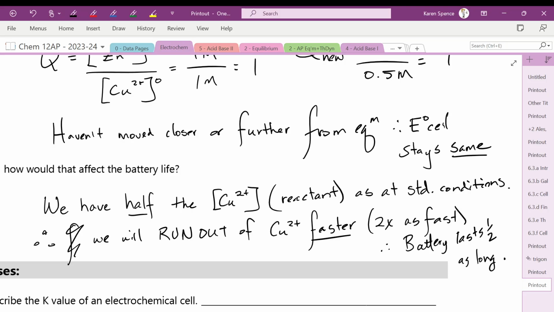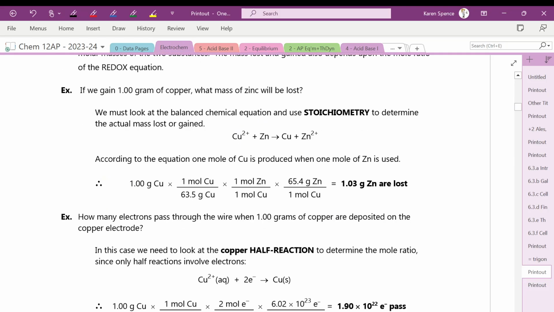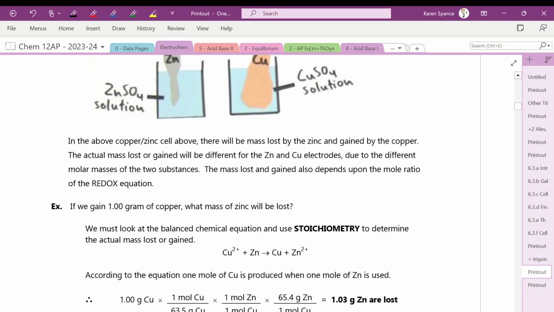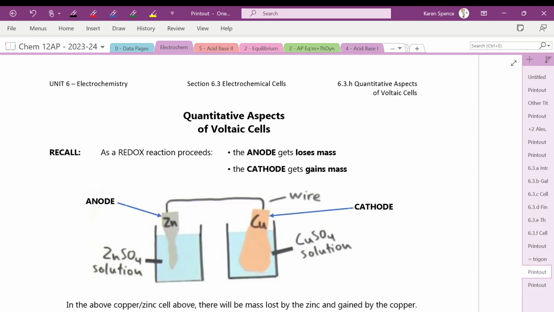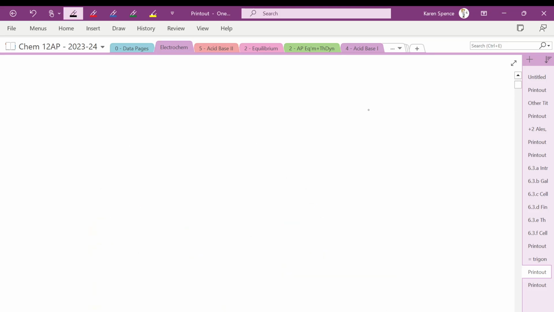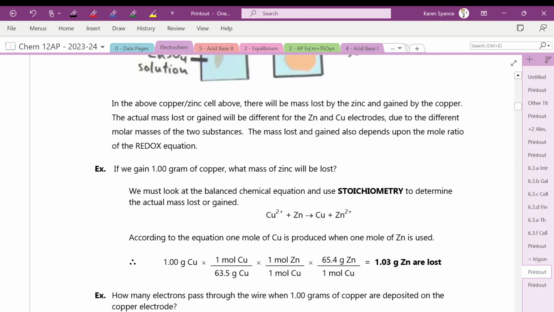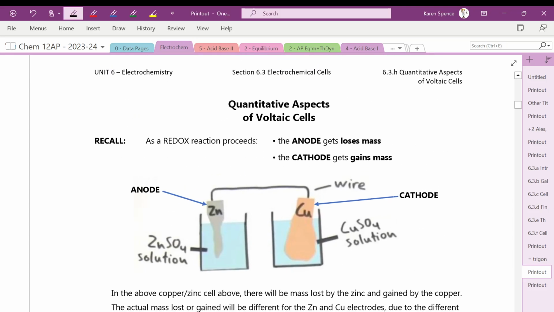We good? Cool. All right, we are now on page 109. You guys are going to like this part. It's just moles. Moles. Our friend the mole.